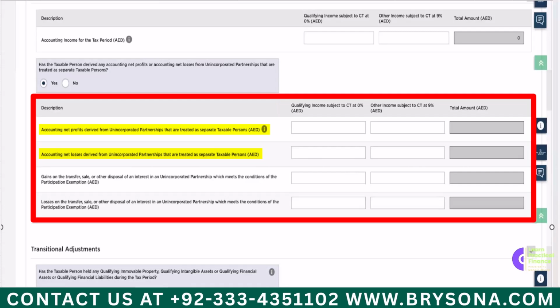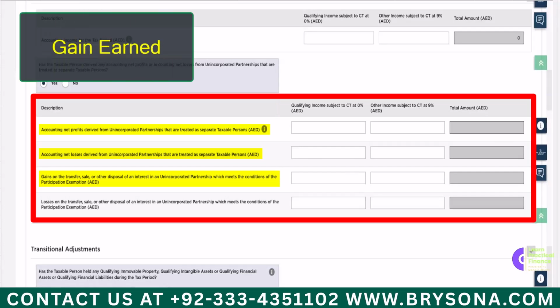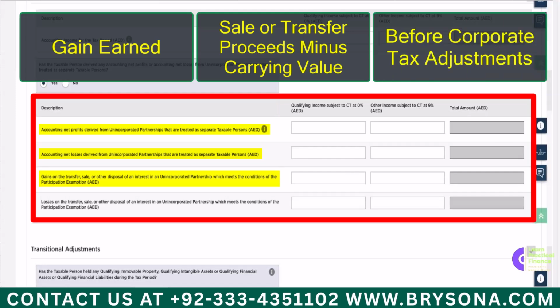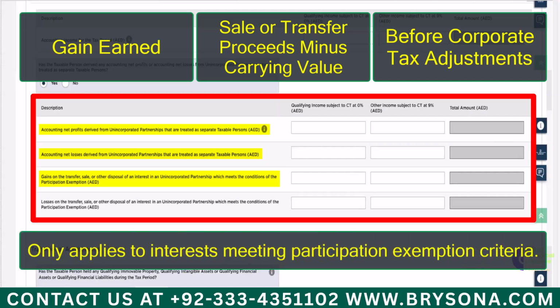The next line item is gains on the transfer, sale, or other disposal of an interest in an unincorporated partnership which meets the conditions of the participation exemption. It is the gain earned when a partner transfers ownership interest in a qualifying partnership. It is calculated as sale or transfer proceeds minus carrying value. It is shown in financial statements before corporate tax adjustments. It only applies to interest meeting participation exemption criteria.